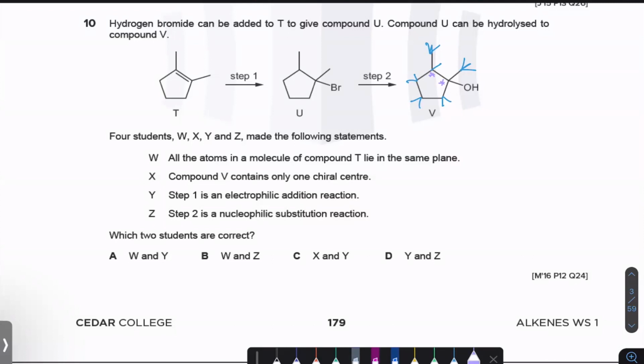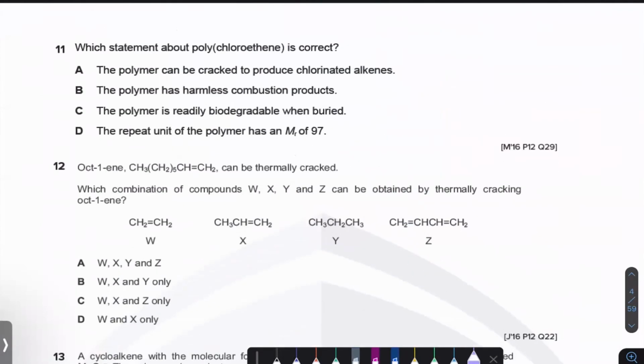Step 1 is electrophilic addition. ये बात ठीक है. Step 2 is nucleophilic substitution. This is correct, but again, you are not expected to know at this point in time. So yeah, Y and Z are both correct. All right, this is the last question for today.